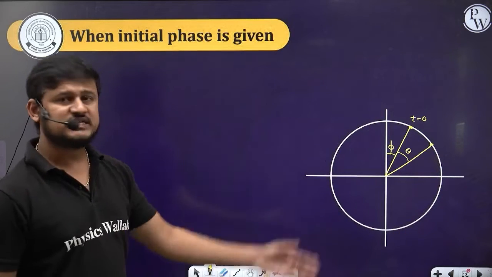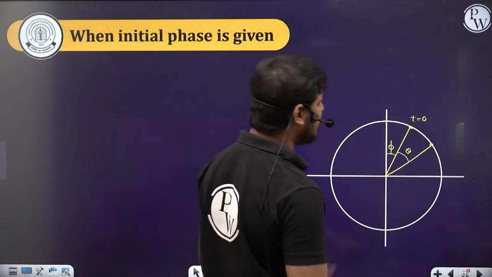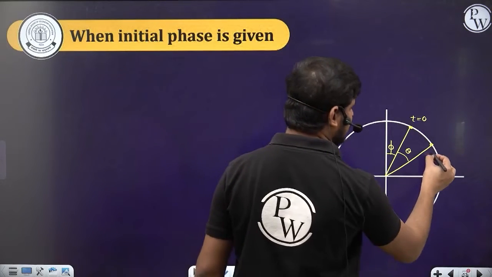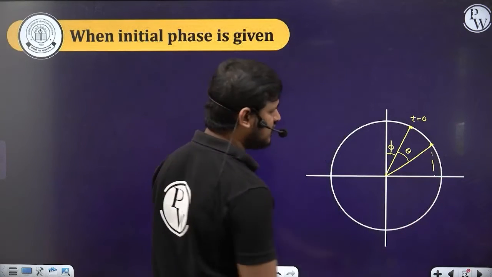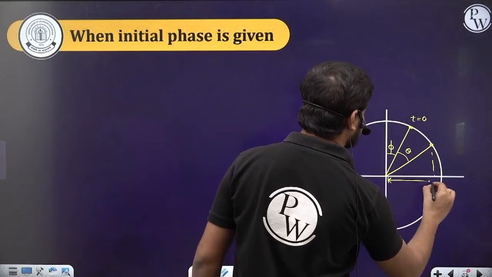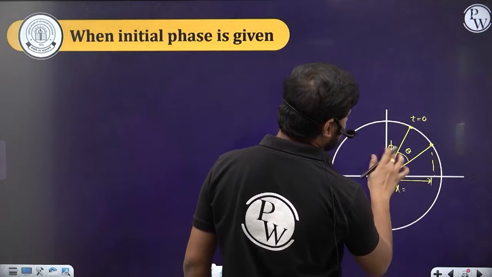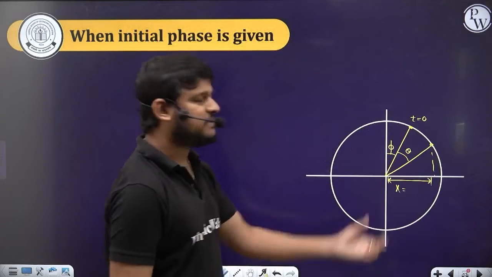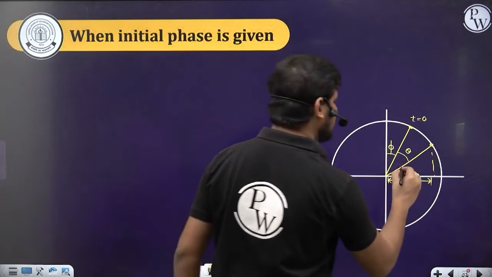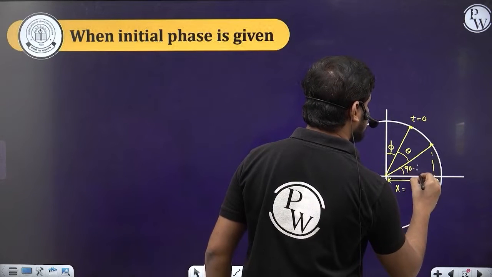Now, what is the equation that we get? The projection on any diameter you can take. If you want, you can take it in the horizontal or vertical. So let me take the simple one, the horizontal. So this will be x. So what is this total angle? This total angle is theta plus phi. So then this will be 90 minus theta plus phi.